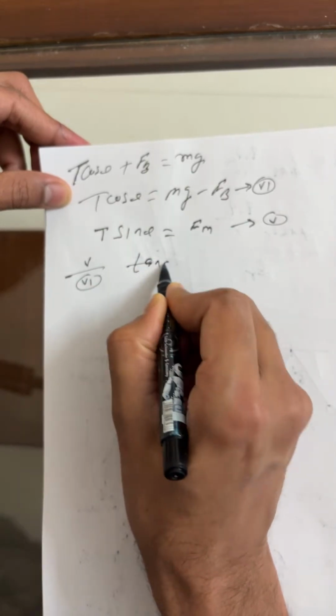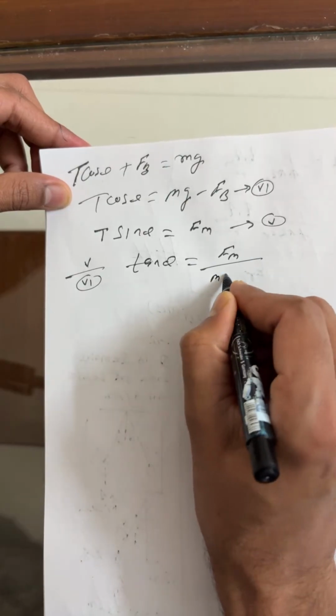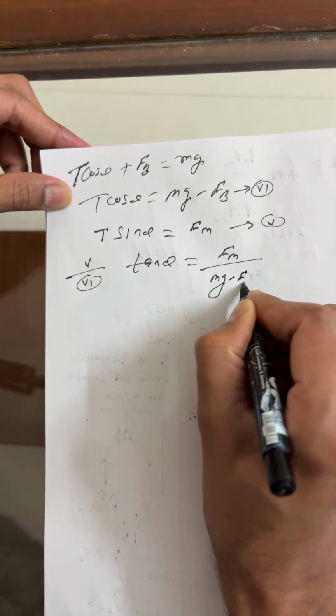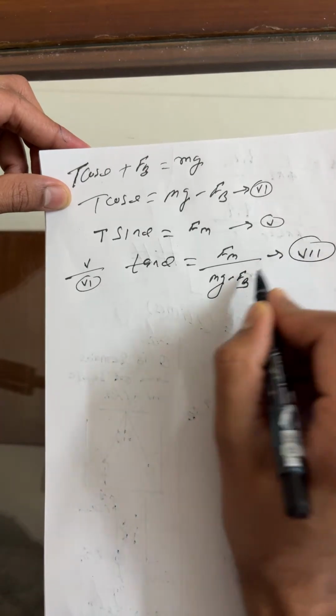You can say this is tan theta. You can write Fm upon (mg minus Fb). But let us suppose this is equation number 7.